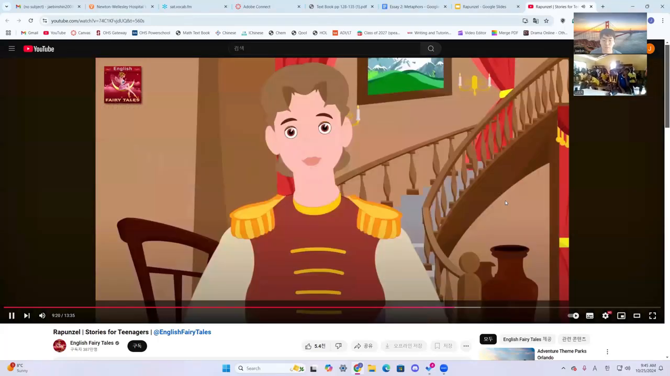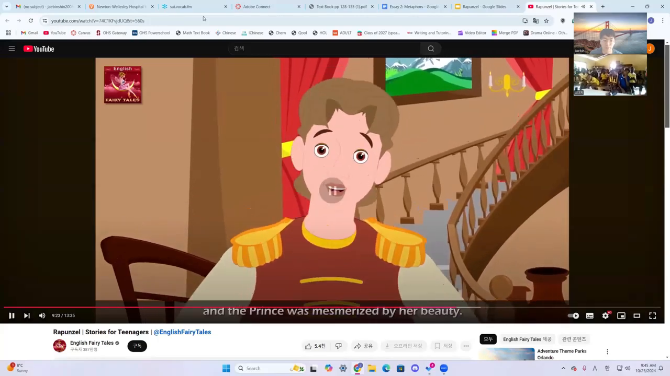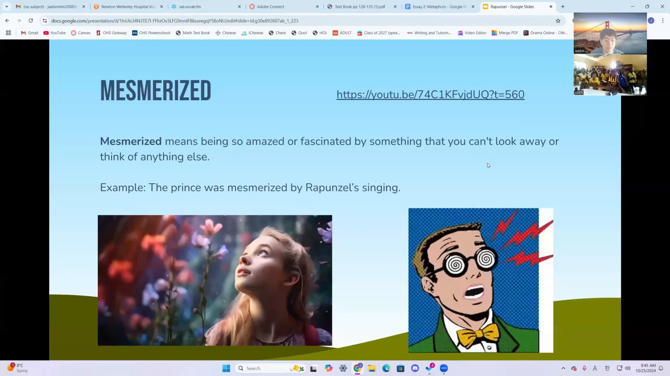So the prince here was mesmerized by Rapunzel's beauty. It means that Rapunzel was so beautiful that the prince couldn't take his eyes off of her, and that is mesmerized, being so amazed and fascinated.